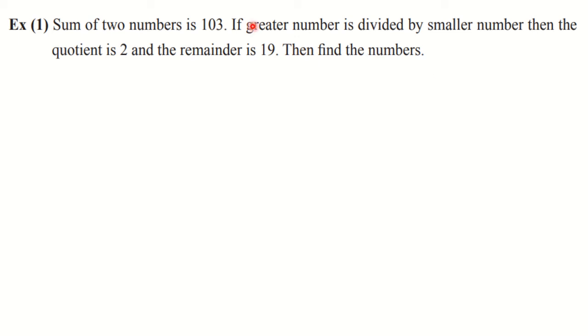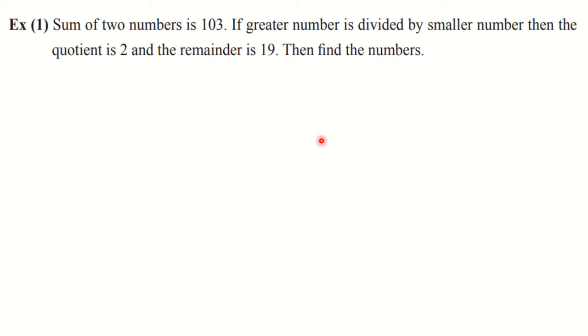Now as I have said, always the two conditions are given. See, this is first condition provided. Sum of two numbers is 103. And next statement is the second condition provided. If greater number is divided by smaller number, then the quotient is 2 and the remainder is 19. Then find the numbers. So we have to find those numbers, and here the numbers are given in the form of greater number and smaller number. So always we have to write down the unknowns as greater number and smaller number.